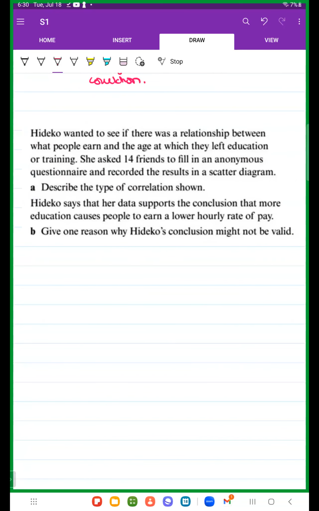They're saying Hideko wanted to see if there was a relationship between what people earn and the age at which they left education or training. So what are his variables? What people earn, and the age of leaving school, yeah, age. Education.